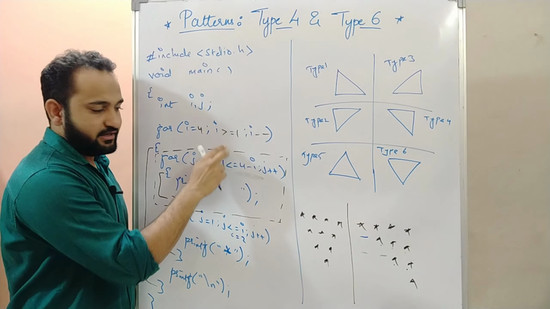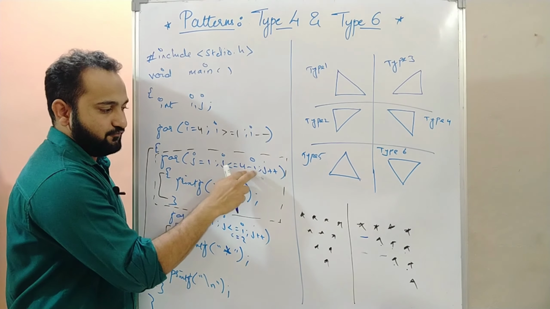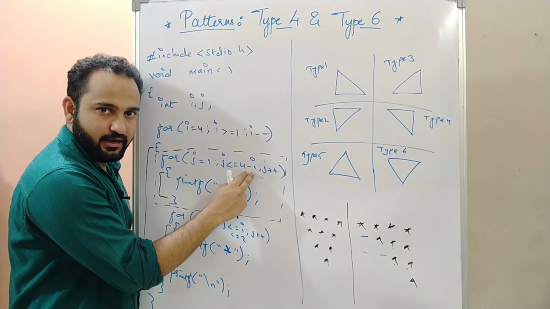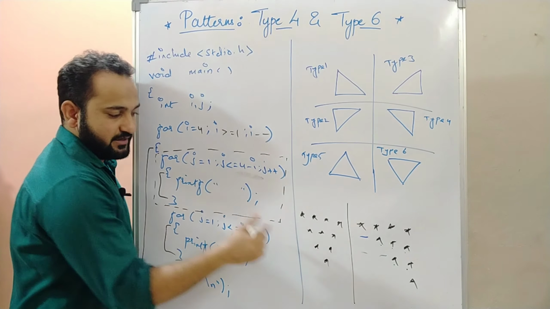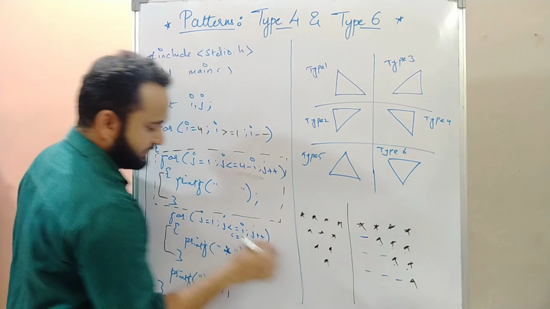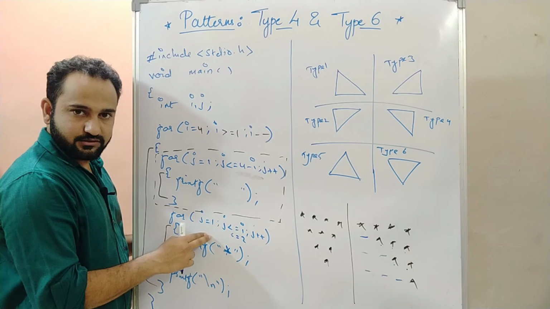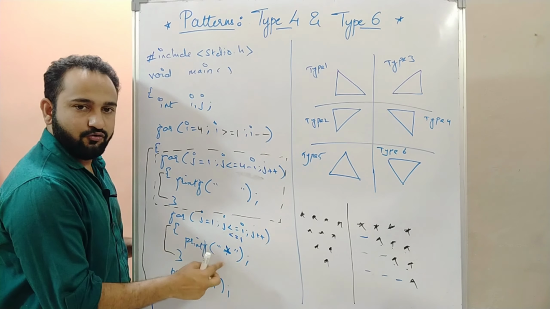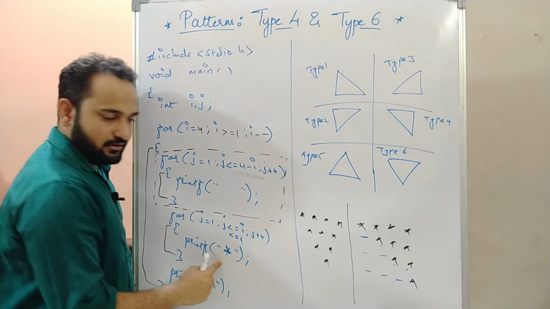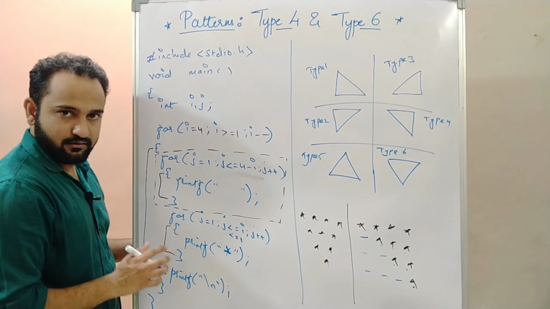1 is greater than or equal to 1, yes, condition satisfied. It will come inside, 4 minus i. 4 minus 1 is 3. It will iterate for 3 times from 1 to 3. 3 spaces will be left here now. And it will come out of this. It will iterate. What is the value of i? 1. It will iterate only once. It will print only 1 star.